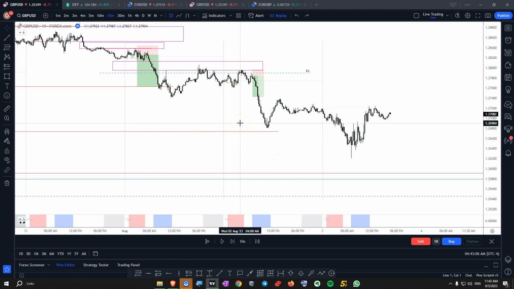And this is the trade from the 2nd of August. In the next video, we are going to look at a shorter trade, more like a scalp, that I had on the 3rd of August.